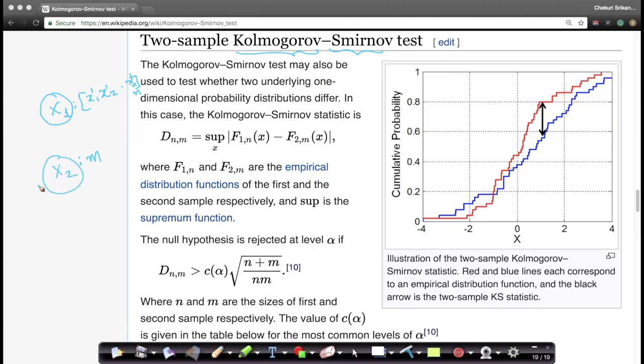Now I have a very basic question that I want to answer. Are these two random variables, x1 and x2, coming from the same distribution or not? Is the distribution of x1 the same as x2? This is very, very important oftentimes. Let me tell you why this is important.